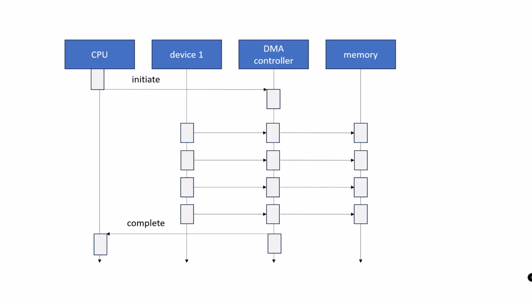Here's a UML sequence diagram for a DMA transfer. The CPU sends an initiate command to the DMA controller that gives a source, destination, and length. The DMA controller then performs a sequence of transfers from device to memory. Once all the data has been transferred, the DMA controller sends a complete signal to the CPU. When the DMA transfer is in process, the CPU may be able to perform other useful work if it doesn't need the bus.